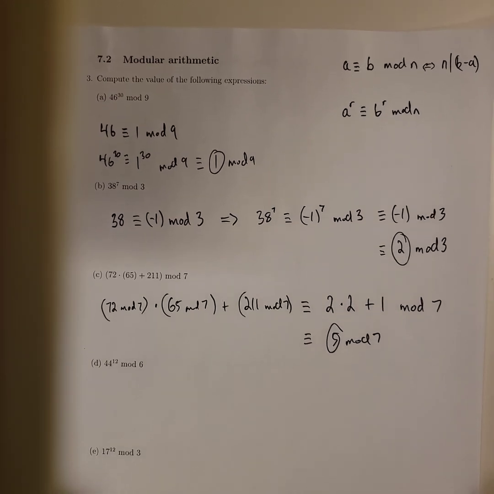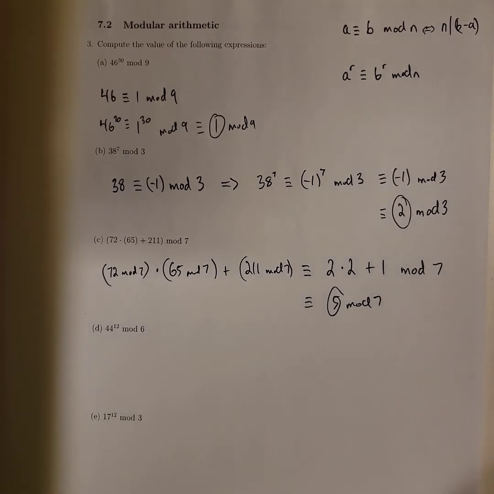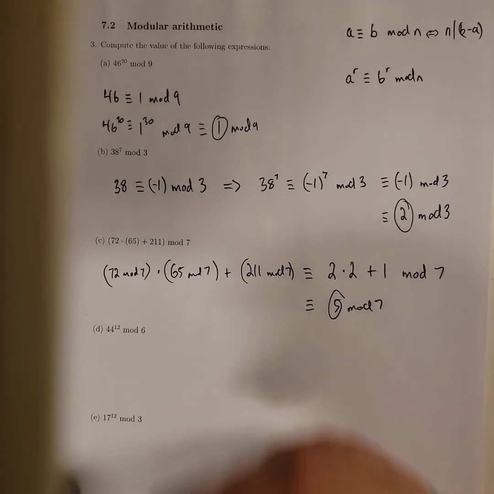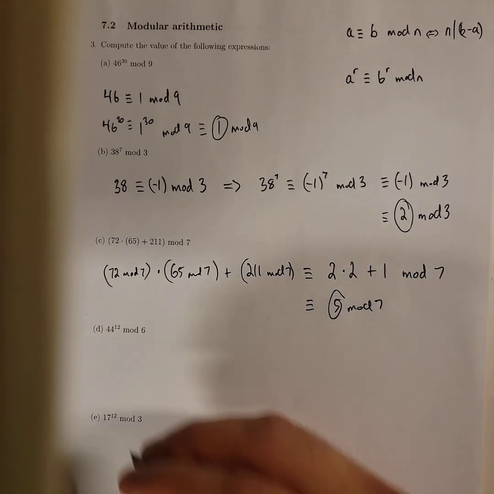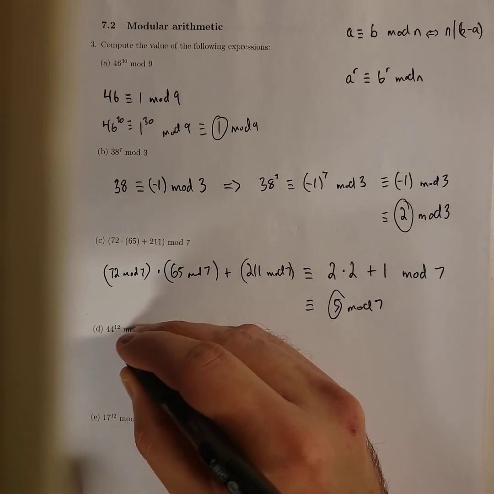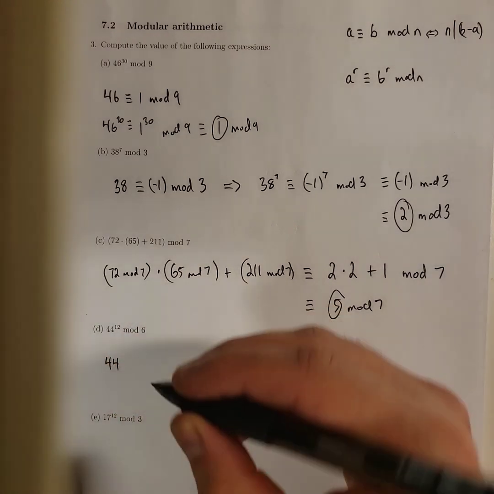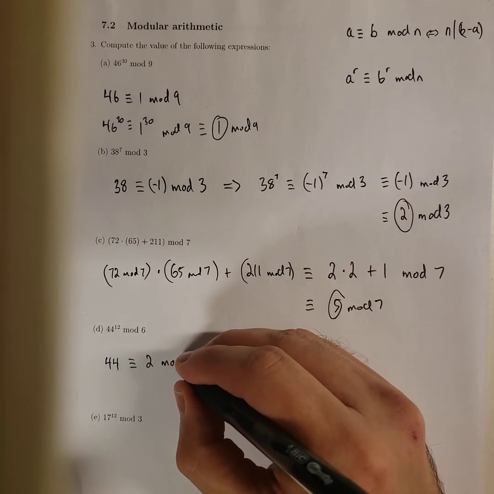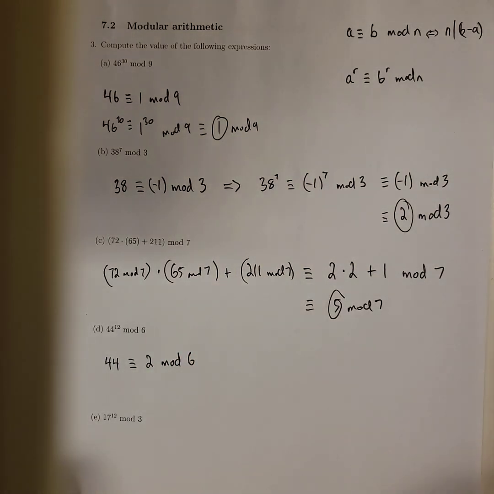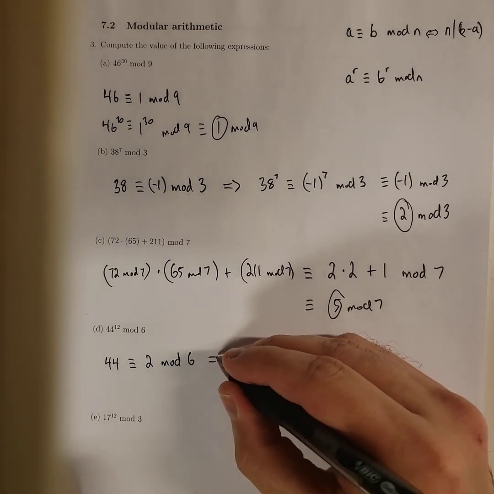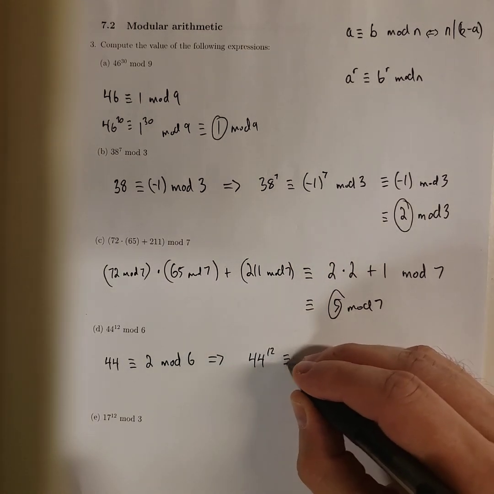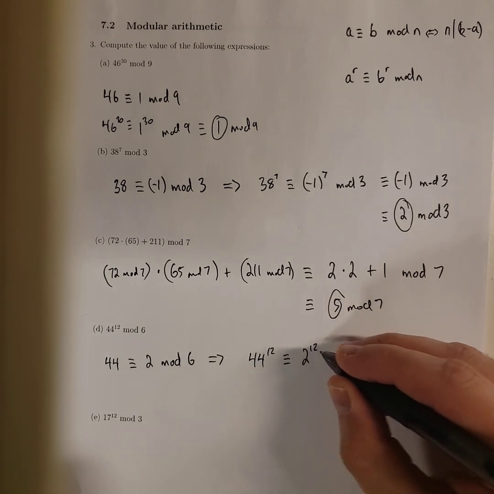Okay. Well, so far the examples we've seen have been fairly straightforward in the sense that we had 1 and minus 1 when we did the powers. Let's see what happens if you don't end up with 1 or minus 1. So first we look at 44 mod 6, and that has a remainder of 2 if I divide it by 6. So that means 44 to the 12th is congruent to 2 to the 12th mod 6.